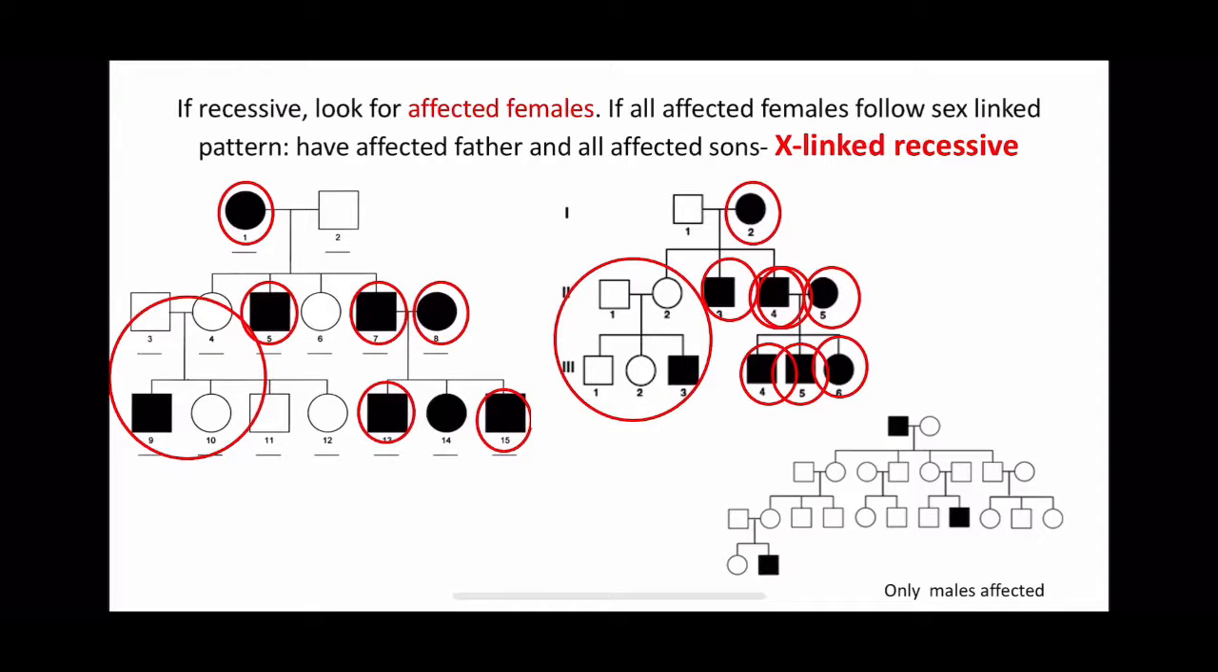There can be a unique situation where you have found that yes, this pedigree goes in favor of recessive because you have seen that the parent couple was unaffected but one of the offsprings is affected. But the second step where you have to find the affected female, you don't see any affected female, or only the males are affected. That is also X-linked recessive. So this is a kind of exception.